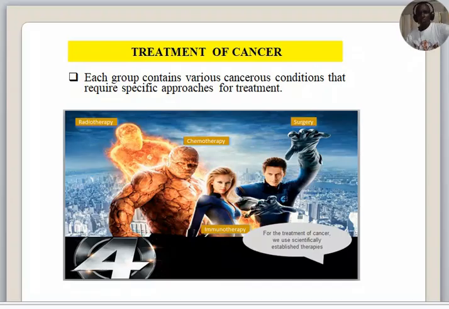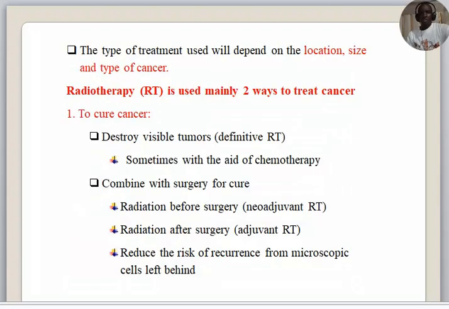We also have chemotherapy, immunotherapy, and surgery. These are different forms of treatment depending on the stage and the type of cancer that you are treating. The type of treatment usually depends on where the cancer is located. The location of cancer is very important when you are choosing the treatment, and then the size of the cancer also, because some cancers may have reached a certain stage whereby even treating them becomes a problem.